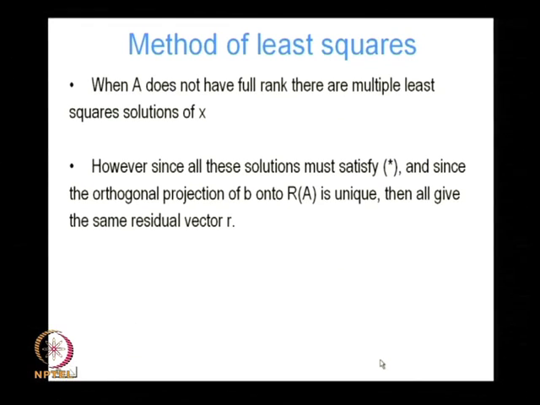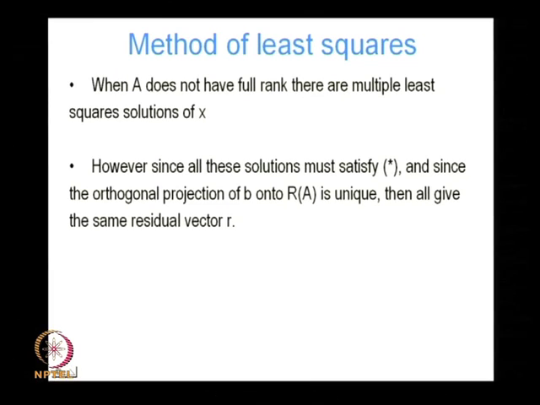However, when A does not have full rank, there are multiple least square solutions of x, right. Then we cannot solve that equation, right. A transpose A is becoming singular, right. When A transpose A does not have full rank, meaning A transpose A is singular, then we are going to have non-unique least square solutions, right.